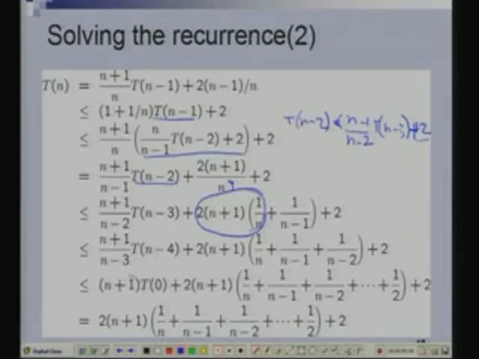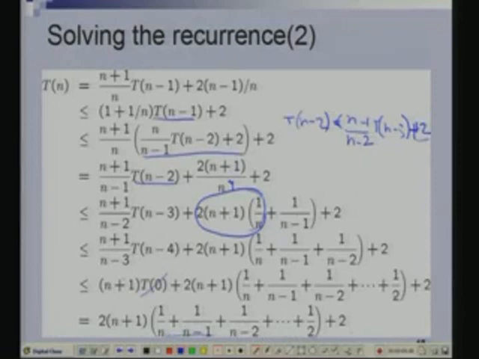Eventually this goes down to n minus n, so I get a 0. The denominator would be n minus n plus 1, or n minus 1, so it will be 1. So I get just this thing, and inside here I will get all the terms going up to 1 by 2, and plus a 2. Since T of 0 is 0, this part goes away, and so I get exactly this. So T of n is less than or equal to this sum.